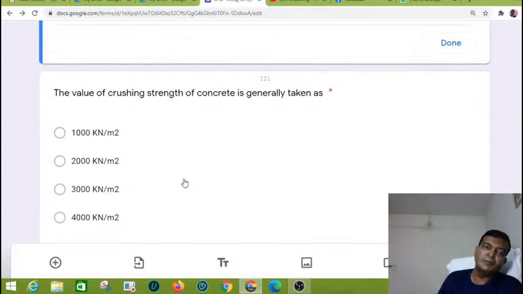The permissible value of the crushing strength of concrete is generally taken as 1000 kilonewton per meter square, 2,000, 3,000 and 4,000. What will be your answer? Our answer will be 3,000 kilonewton per meter square.